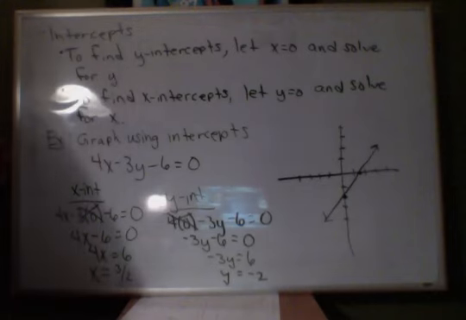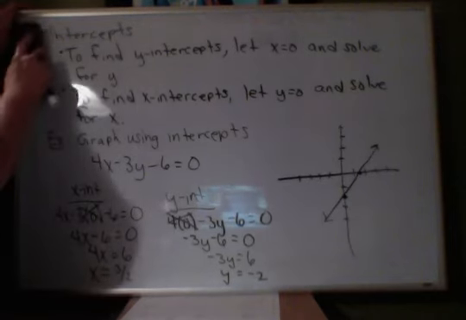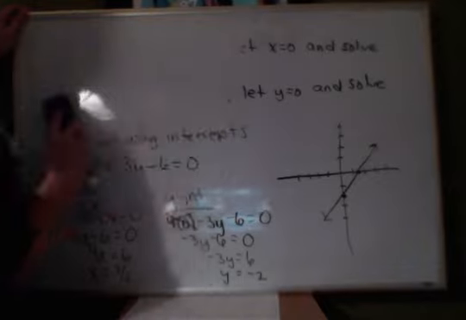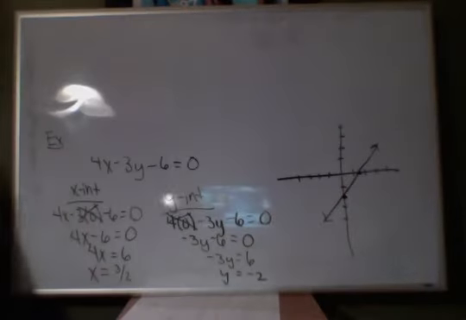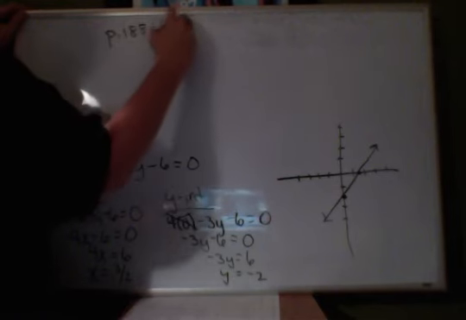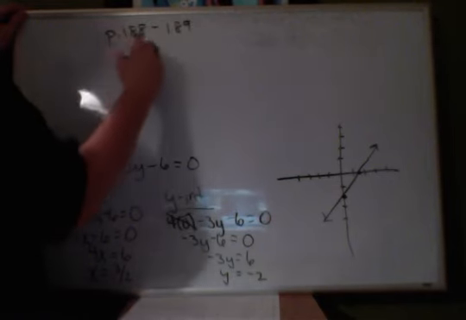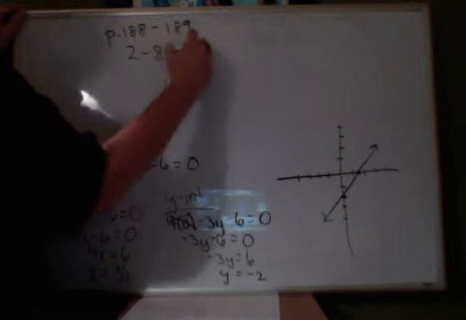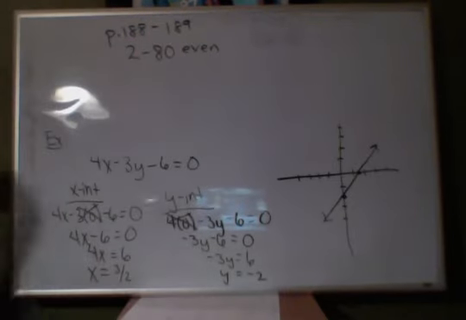All right, your assignment for this is on page 188 and 189. You're going to do 2 through 80 even. So you're going to be writing lots of equations of lines in addition to doing some graphing.